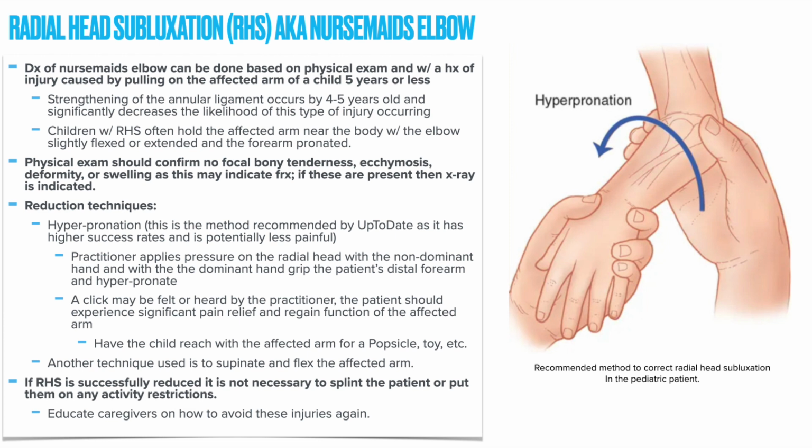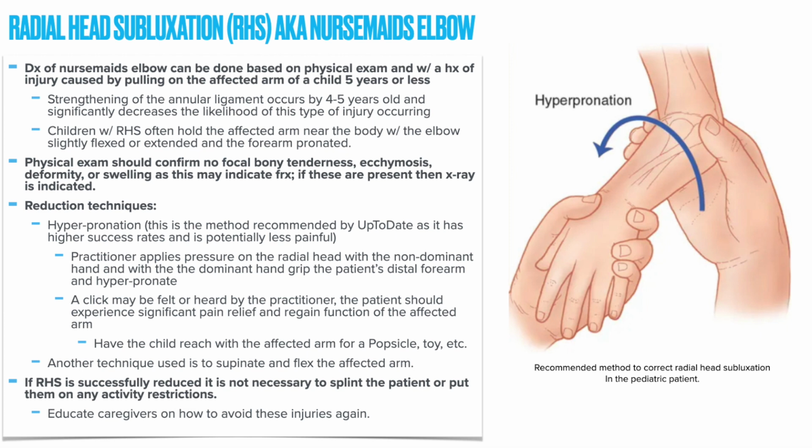On exam, the child with radial head subluxation will often hold their affected arm near the body with the elbow slightly flexed or extended, and the forearm pronated. Physical exam should confirm that there is no focal bony tenderness, ecchymosis, deformity, or swelling, as this can of course indicate a fracture, and in those circumstances, x-rays are recommended.